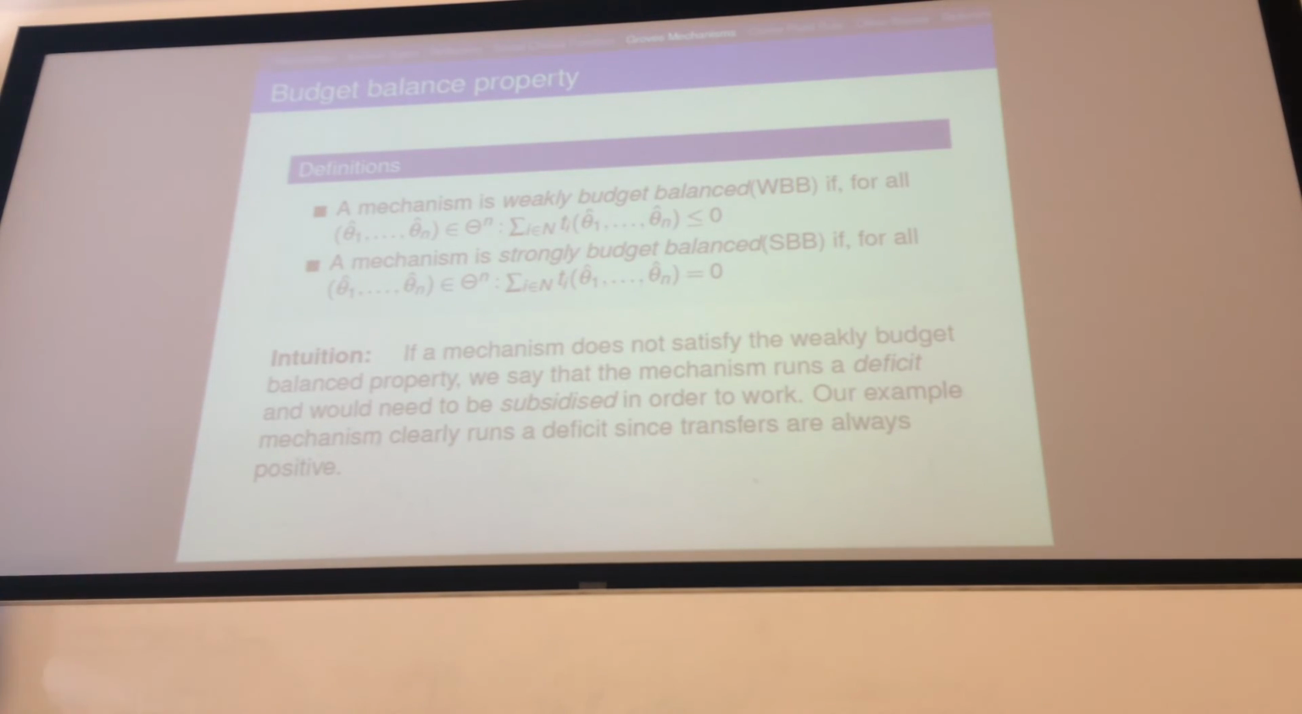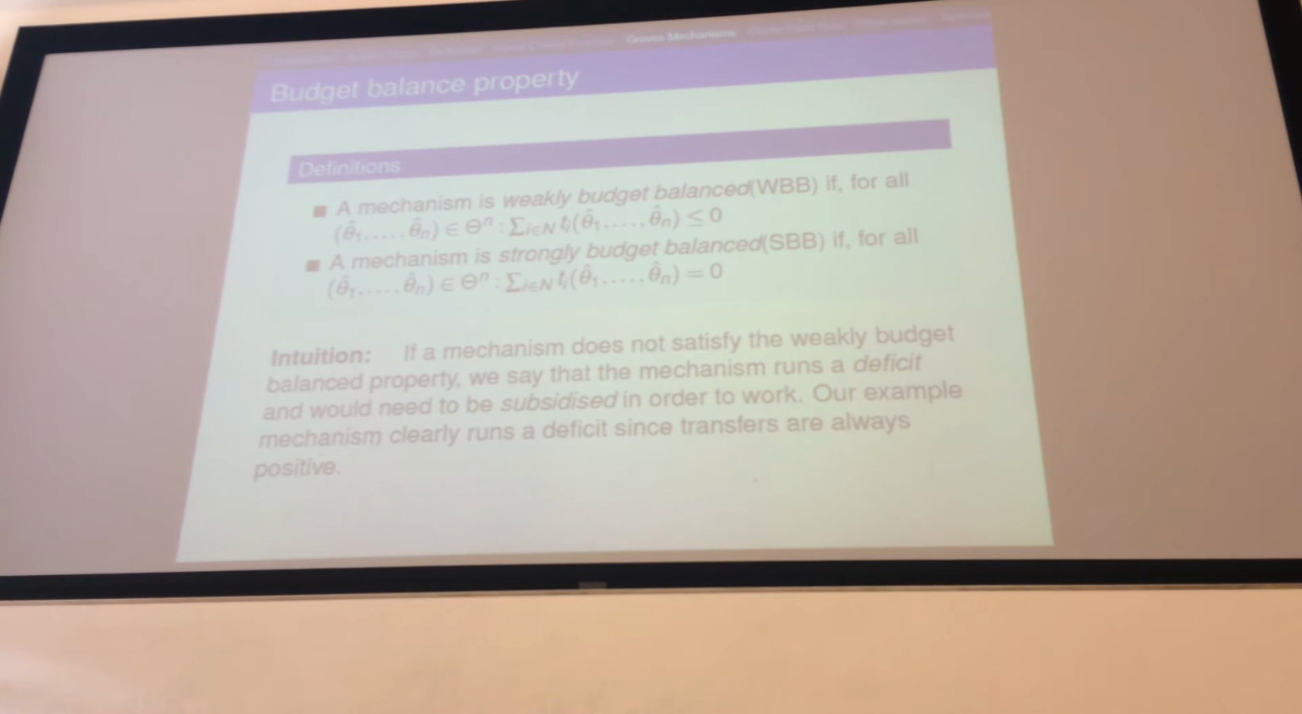Or if it's strongly budget balanced, it doesn't receive any money and it doesn't give anything. On balance, it's always zero. It receives and spends equal amounts, so the total positive transfers and the total negative transfers even out. If the sum of transfers is negative, meaning the mechanism receives money, then we say it's weakly budget balanced. If it's zero, then we say it's strongly budget balanced. So that's an important problem.